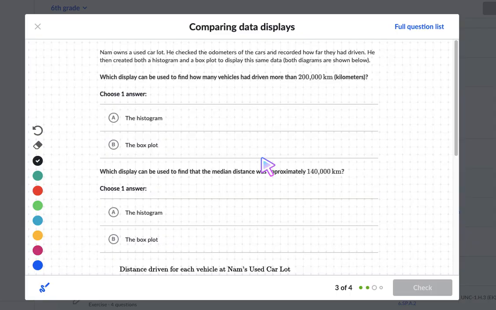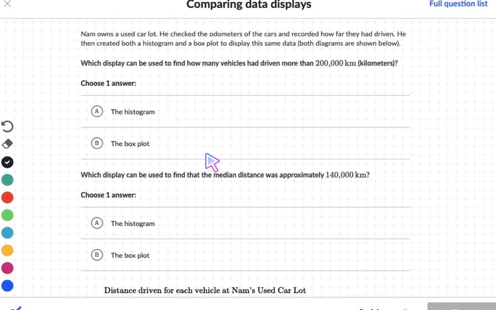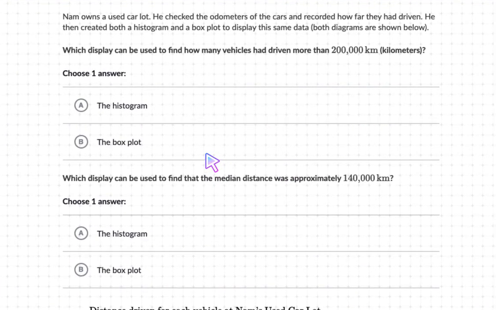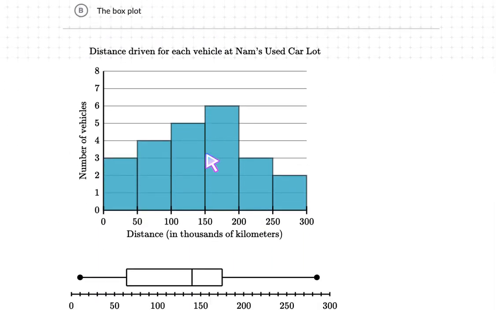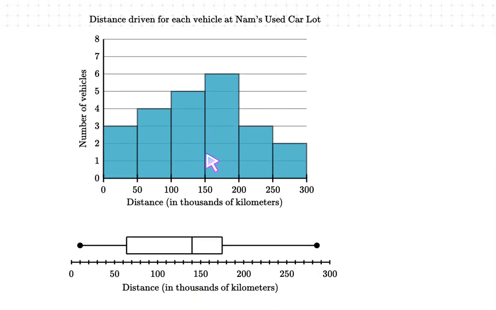Okay, let's do one last one. Nam owns a used car lot. He checked the odometers of the cars and recorded how far they had driven. He then created both a histogram and a dot plot to display the same data. So same data, just different diagrams. Here is the histogram, here is the box plot.